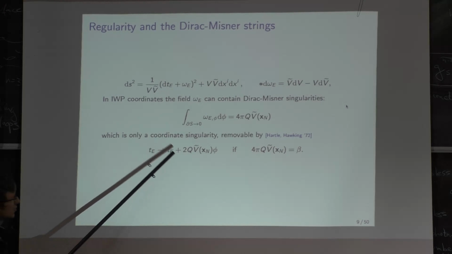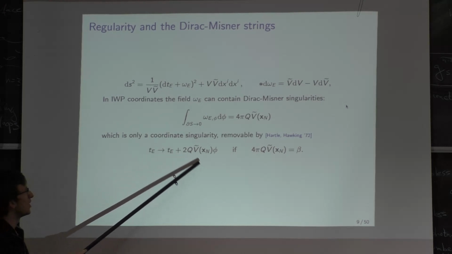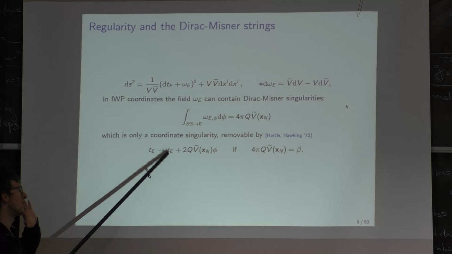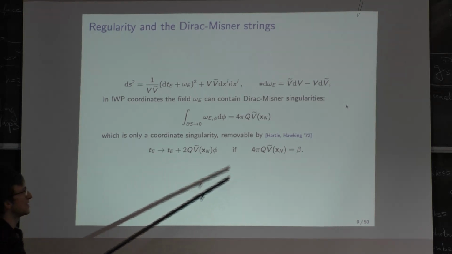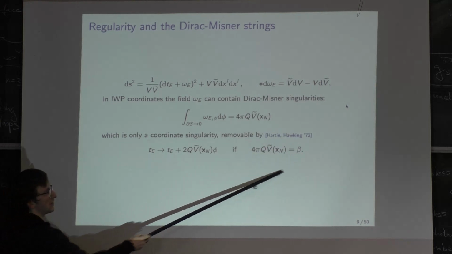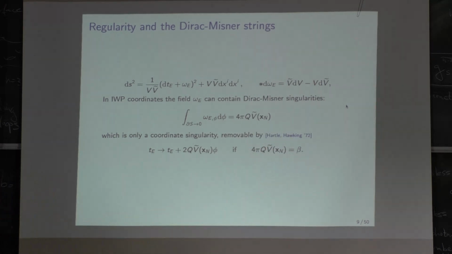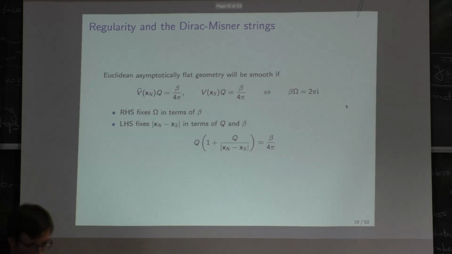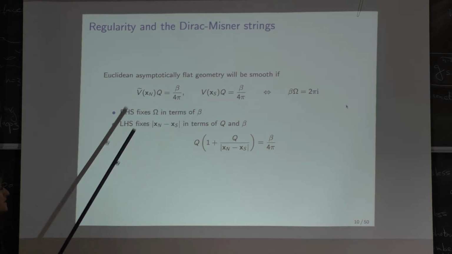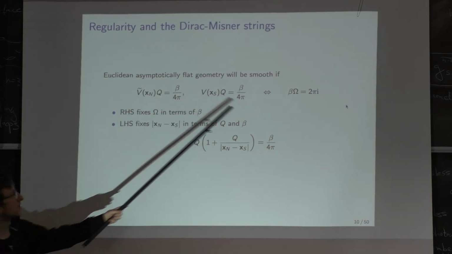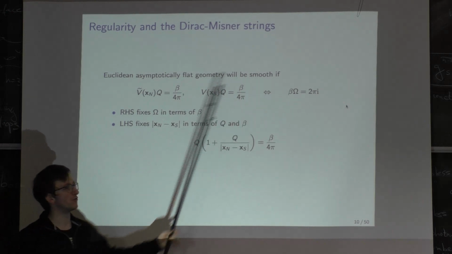However, for this coordinate transformation to be valid, you have to make sure that the periodicities of the time coordinate and the angular coordinate are consistent with each other. So this imposes on you the following smoothness condition in the Israel-Wilson language. Now, if you analyze, let's say, the one black hole example of one north pole and one south pole, this smoothness condition that we just derived, you'll find that it's exactly equivalent to the condition beta omega equal to 2 pi i.